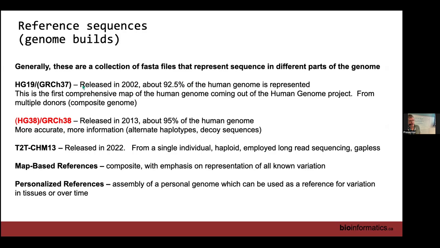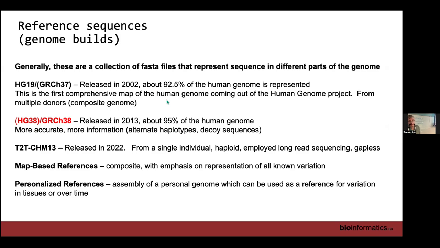Many years we used that. About 10 years ago, they came up with an improved reference, which is referred to as GRCh38, which is HG38. A bit more of the human genome is in there as well, and a lot more accurate information was put in there too. That's what we're currently using for most of the work we're doing here.